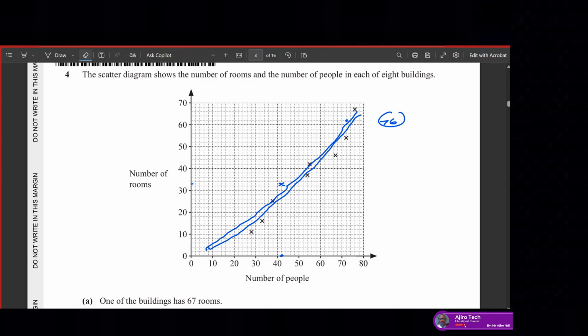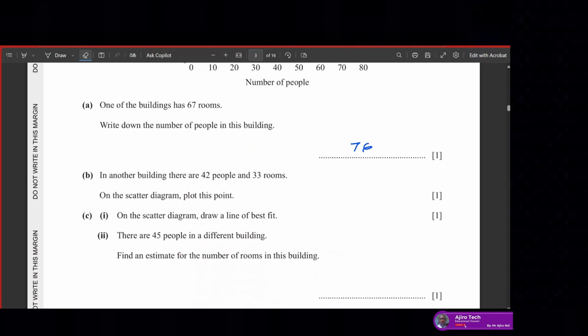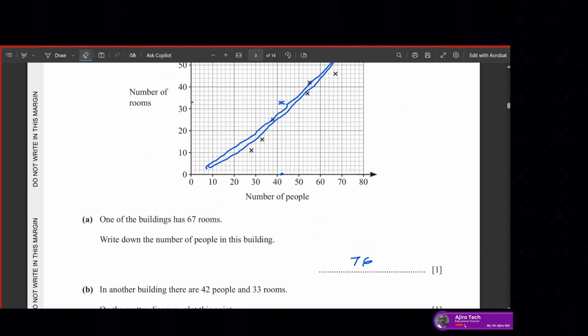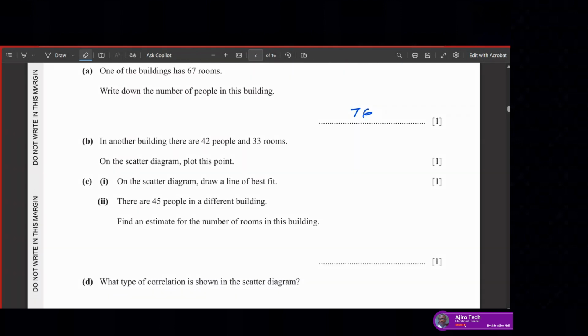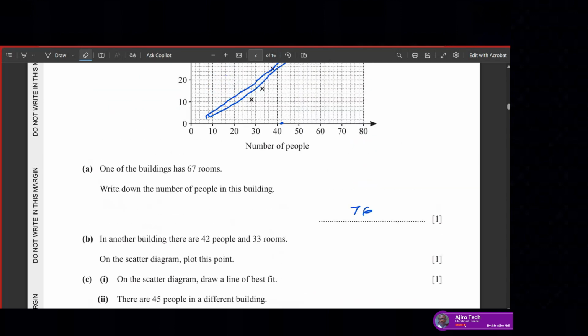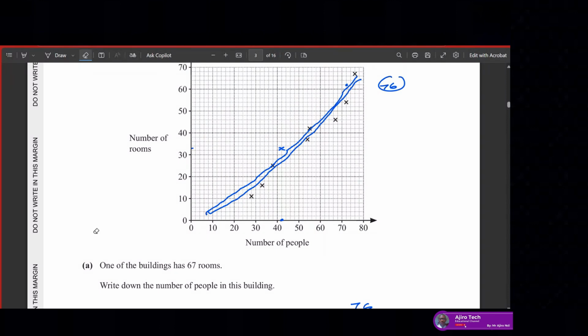Now we can use the line of best fit to estimate values. Do you get that? Yes. So after we have drawn the line of best fit, which is 1 mark in the bag, do you understand how to do that now? Yes. Good. Then it says use that to estimate the number of rooms in this building if there are 45 people in a different building. So 45 people. So 45 will be around here.